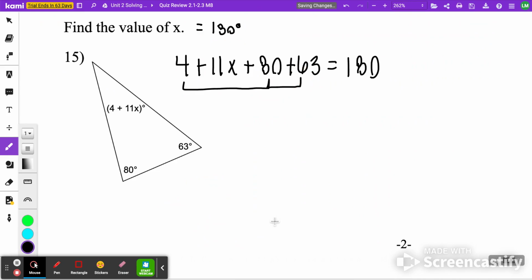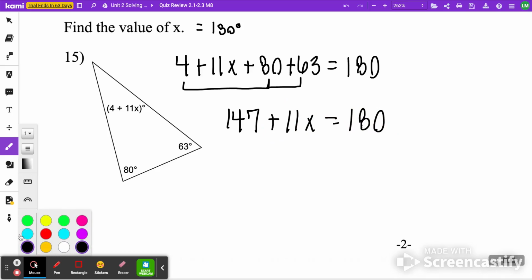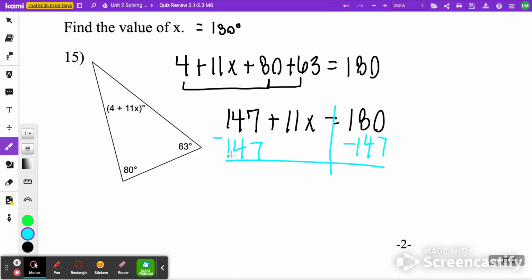First thing we're going to do is add all of my like terms. So 4 plus 80 is 84. And then plus 63 is 147. So I have 147 plus 11x is equal to 180. Now I'm going to start to solve by subtracting 147 from 180. That is going to give us 33. And then I bring down that 11x. Final step, divide by 11. X is equal to 3.